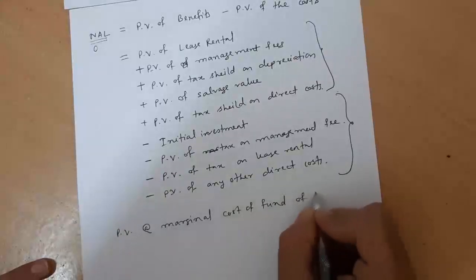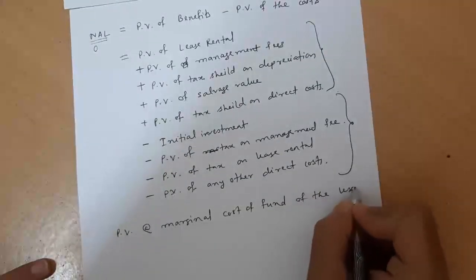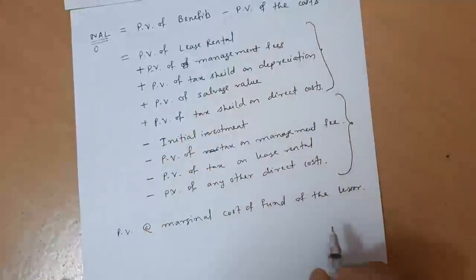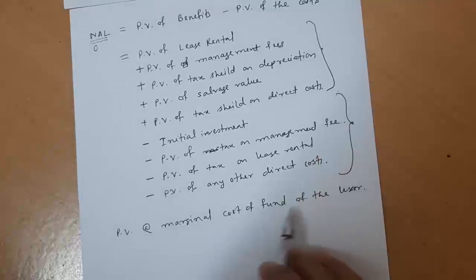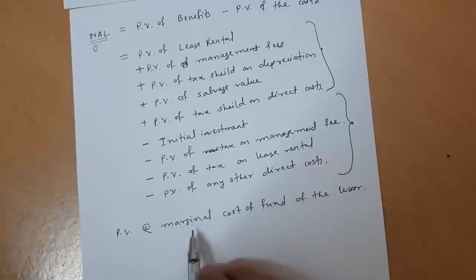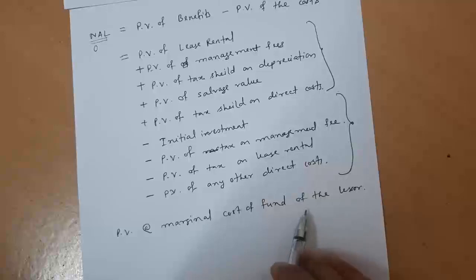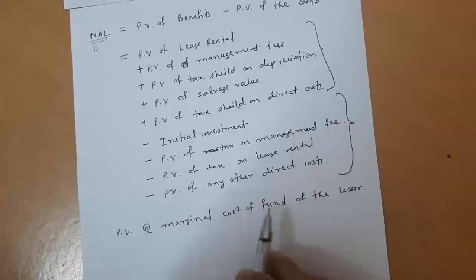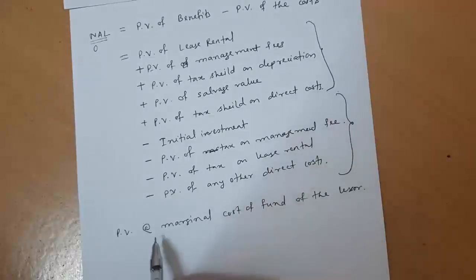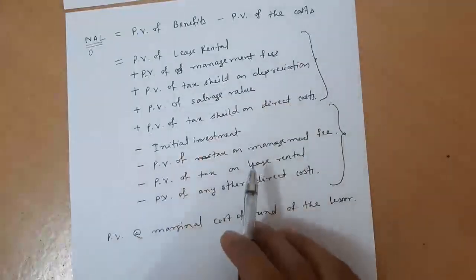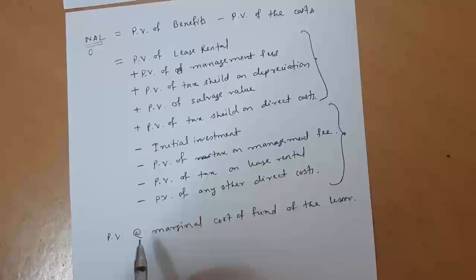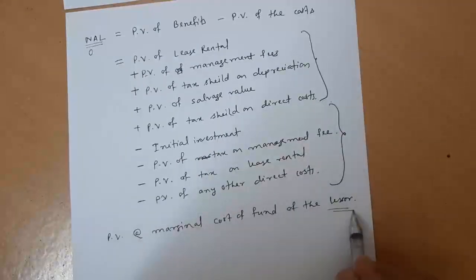Okay, it is the source of fund of the lessor. What is the cost of that source? It is the marginal cost of fund for the lessor or the overall weighted average cost of capital of the lessor. So at that percentage, at that rate, you will be finding the present value factors. You will be finding the present value of all the terms. You have to find the present value at that same rate only. Okay, only one rate is applicable when you are doing it from the lessor point of view.